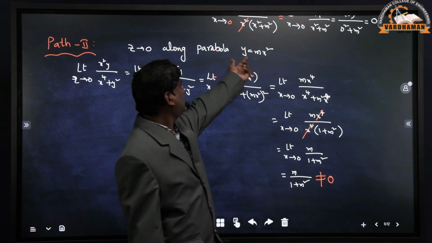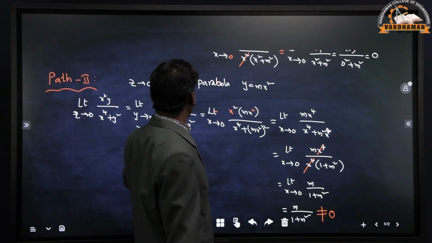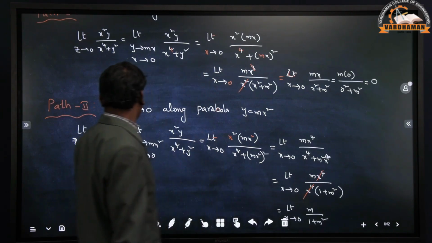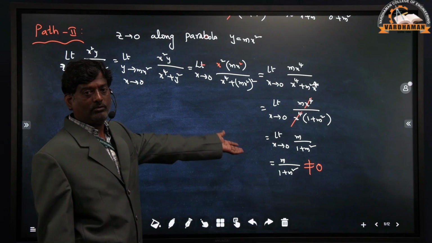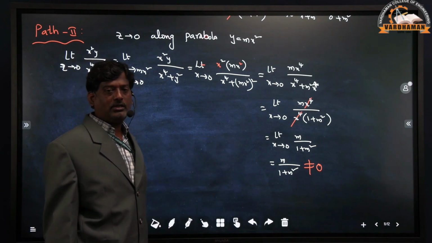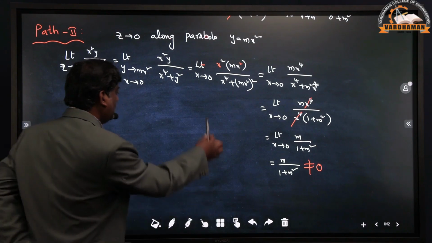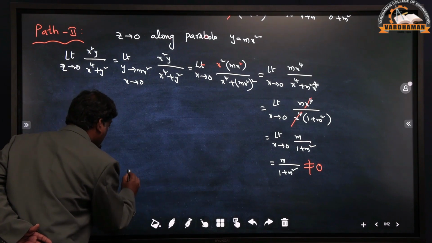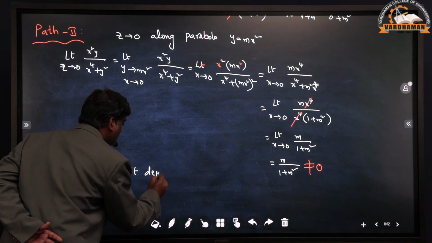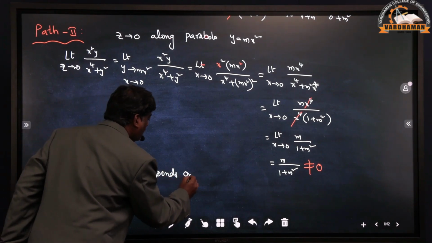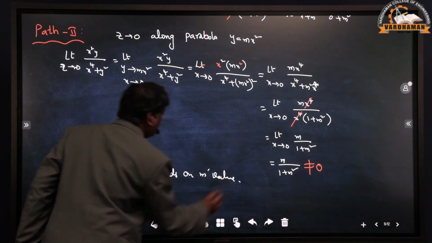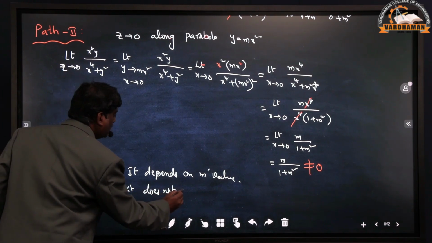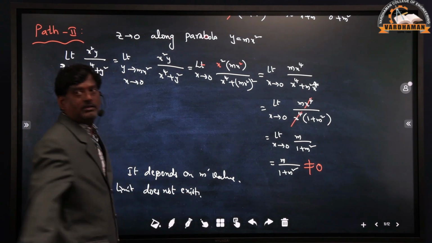In the first path I get 0. Here in the second path, I get different values. That means it is not unique actually. Here the limit is not unique. Therefore you can say the limit does not exist. It depends on the m value. Therefore the limit does not exist.